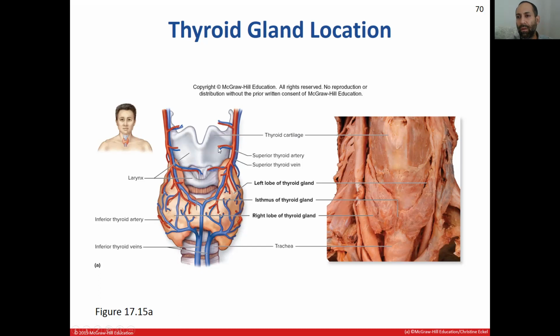This is your Adam's apple. So anatomically, what your Adam's apple is, it's this. It's the thyroid cartilage. Now you know what your Adam's apple is in anatomical terms, the thyroid cartilage right here, okay?